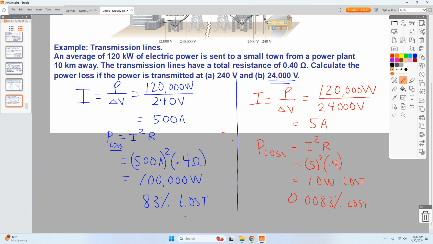Now, when I compare these two, it's a no-brainer, right? We're going to transmit the voltage at really, really high values so that we can minimize energy loss. They step up, step down, and that makes it safe. But that's the reason we do it. Make sense?